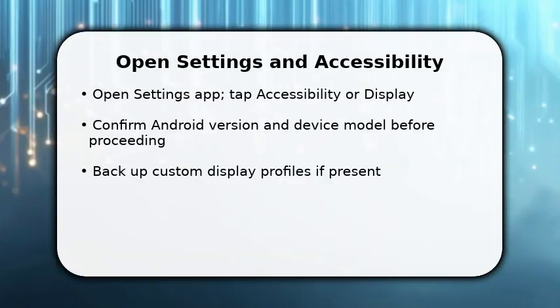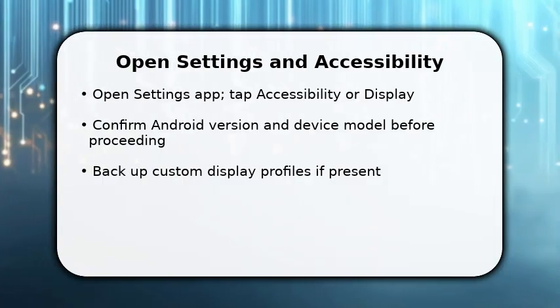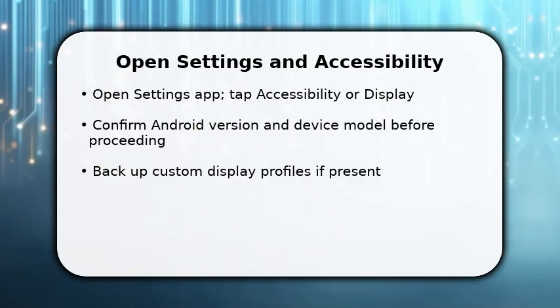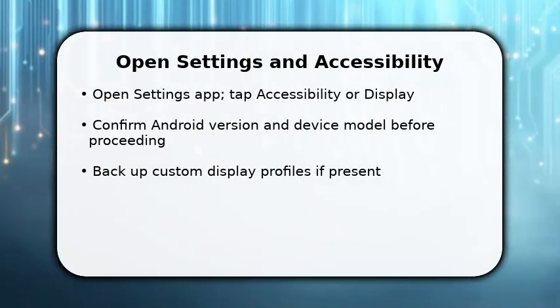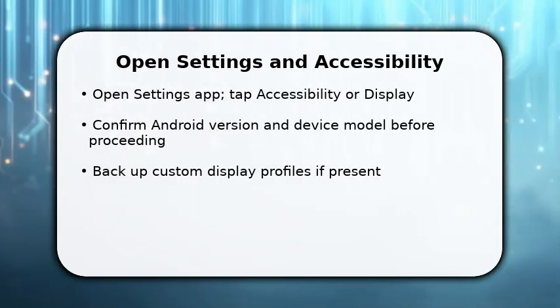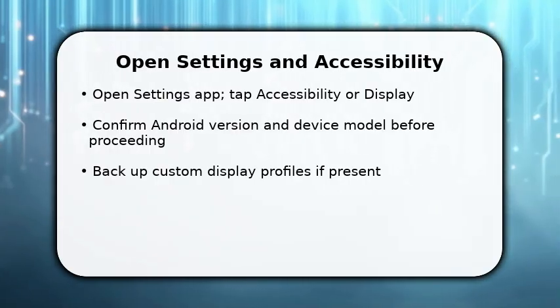You'll start inside Settings, tap Accessibility or Display immediately to begin. Once done, check the Android version displayed and the device model so you use the correct menu names. You don't need to memorize everything, just pause if options differ and follow the equivalent label.